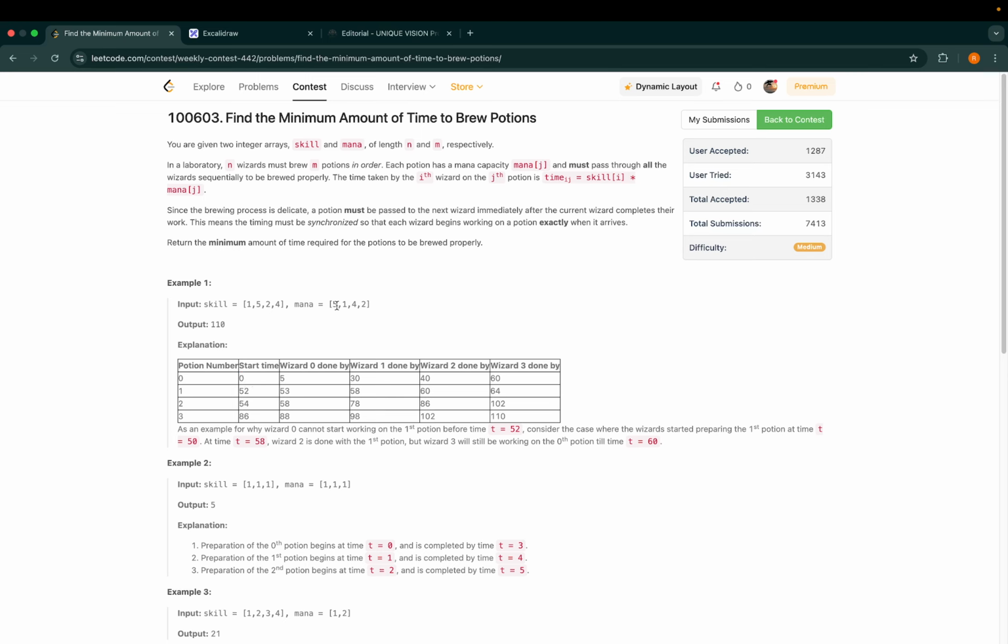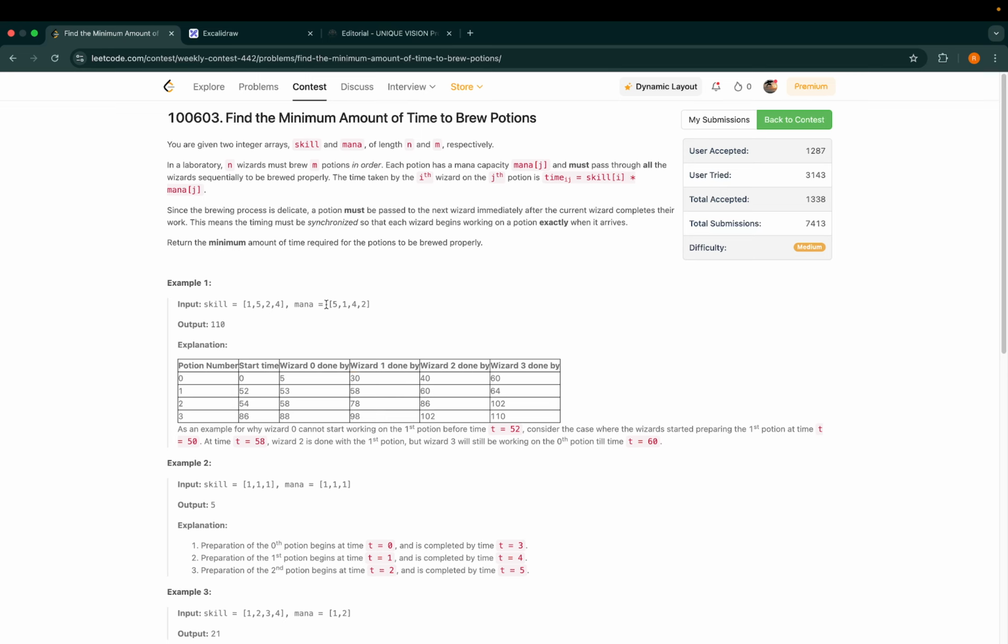And the first potion that they will be brewing is, let's say, this one, which has a mana of 5. So the time that it takes for this wizard to brew the potion is 5 times 1, which is 5. So just add 5 to the start time. Then wizard 0 would be done brewing the potion by time 5, right? And then immediately passes that potion to wizard 1. So the time that wizard 1 takes is 5 times 5, which is 25. But since it was handed over by wizard 0 at time 5, you add 5. So 25 plus 5, 30. So the time at which wizard 1 would be done is 30.